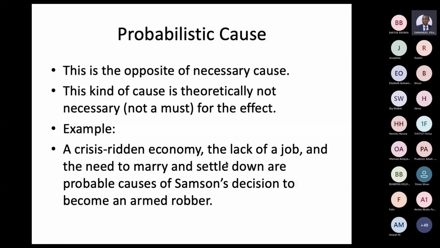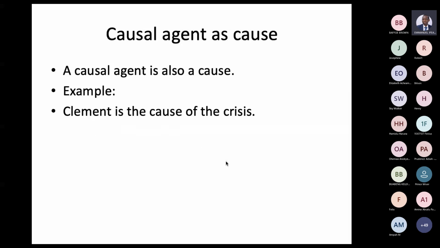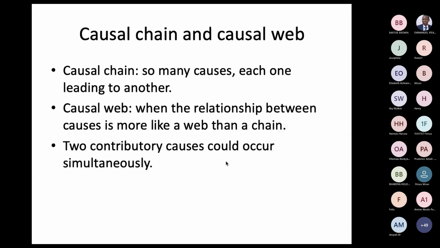Causal agent as cause. A causal agent is also a cause. Example, Clement is the cause of the crisis. So a causal agent has to do with human beings or creatures that actively cause something. Then we have causal chain and causal web. A causal chain is when there are many causes, each one leading to another. And a causal web is when the relationship between causes is more like a web than a chain. Two contributory causes could occur simultaneously. That's what we call a causal web.